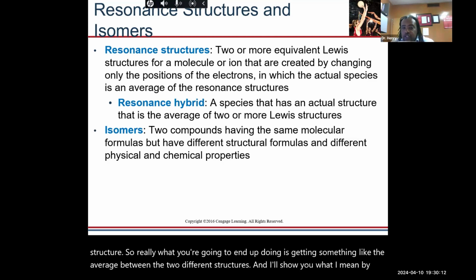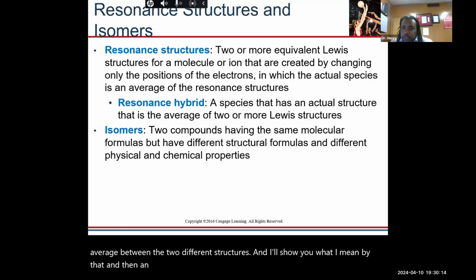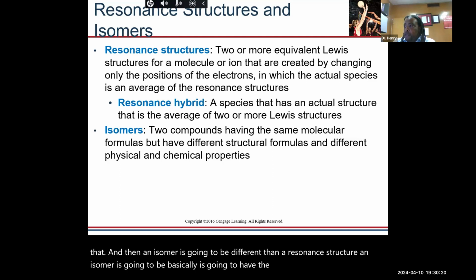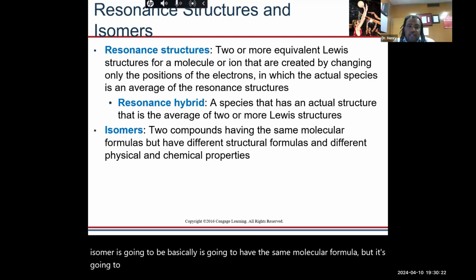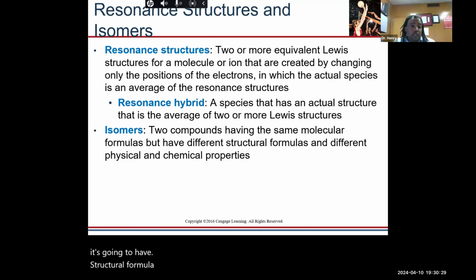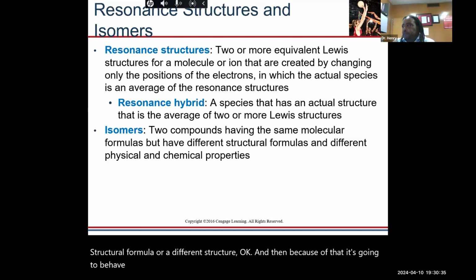And then an isomer is going to be different than a resonance structure. An isomer is basically going to have the same molecular formula, but a different structural formula, or a different structure. And because of that, it's going to behave differently. I'm going to show you an example of that here in a second.